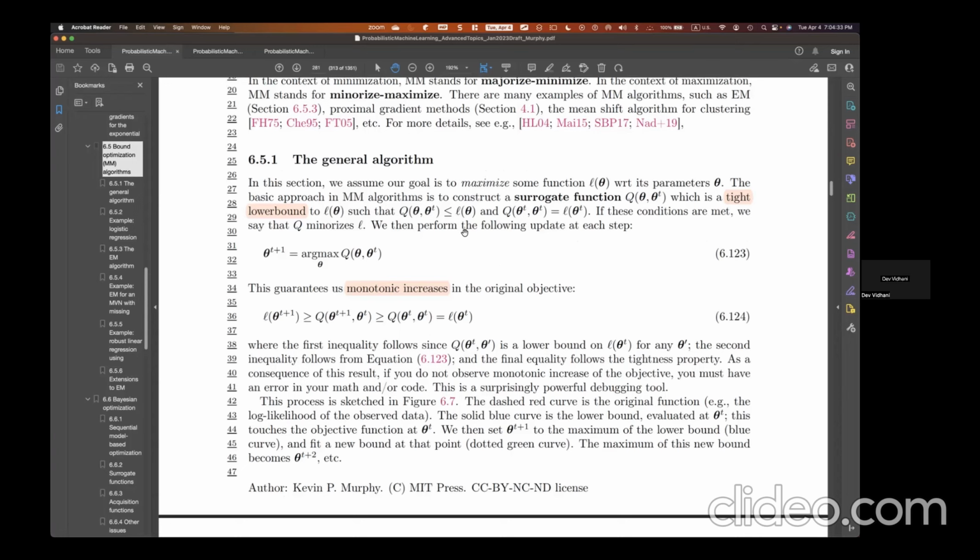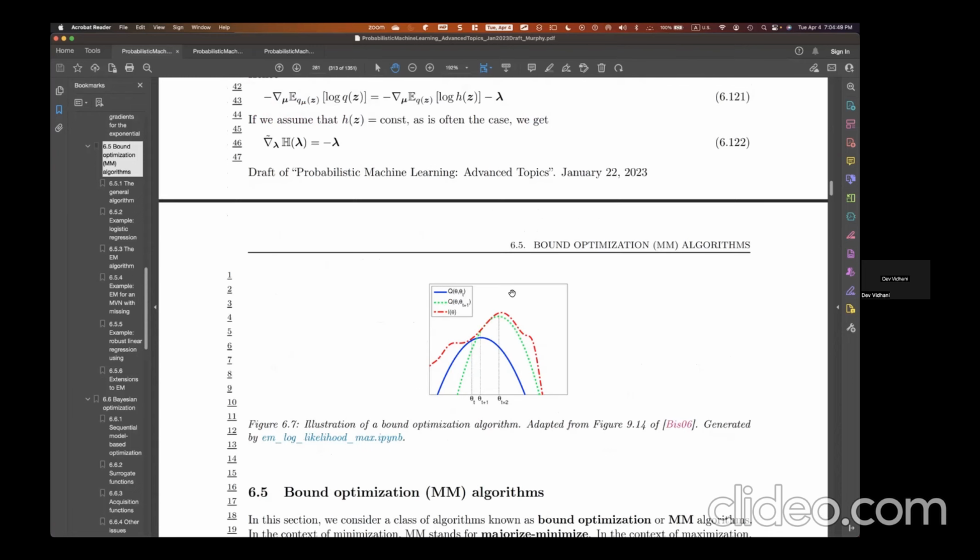So once these conditions are met, it's called Q minorizes L, and then we're performing the update so that the next theta t is now the theta that maximizes Q. And again, going back to the picture, for this blue line, the next theta is theta t plus 1, because that's where this function Q is maximized. And that becomes our next theta t.